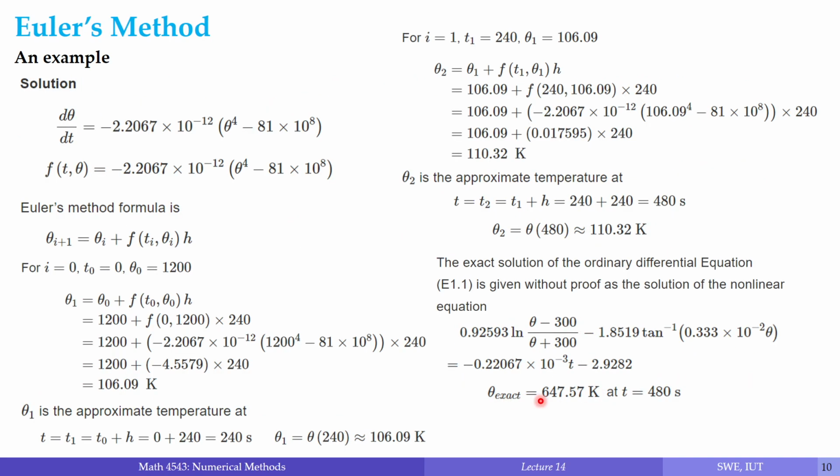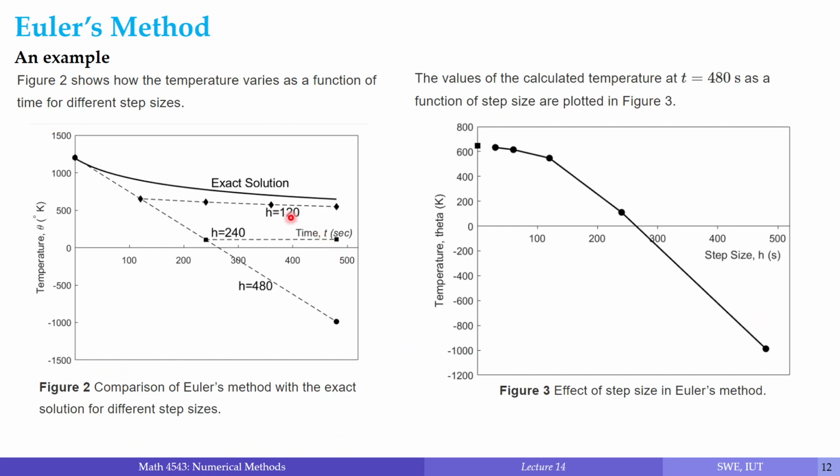546.77. If you recall, our exact value was 647.57. So 546.77 is very near to 647.57, right? Now the trend is that if we keep decreasing it by half gradually, we'll end up converging to the exact solution. So if you want to use Euler's method, you have to use small step sizes in order to get good approximations.